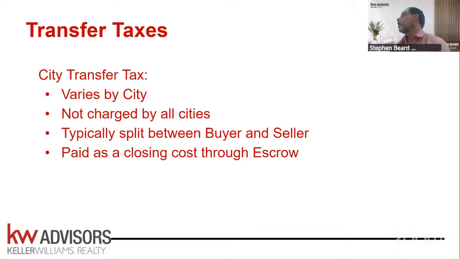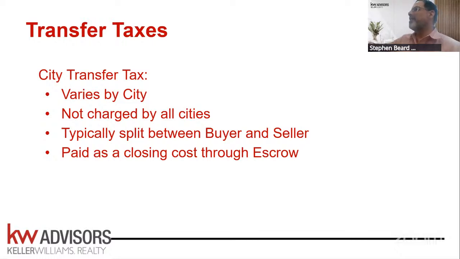Incorporated and unincorporated. Oh, that's a great question. So if a city has an unincorporated area, that means there is no city transfer tax. It's only county. We see that a lot.